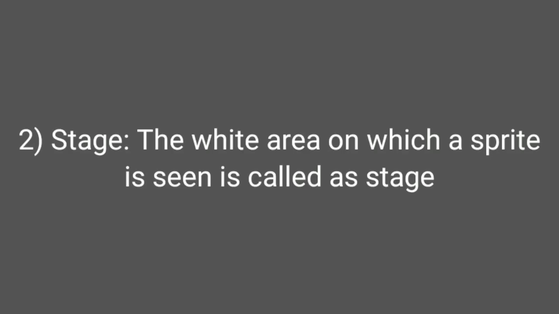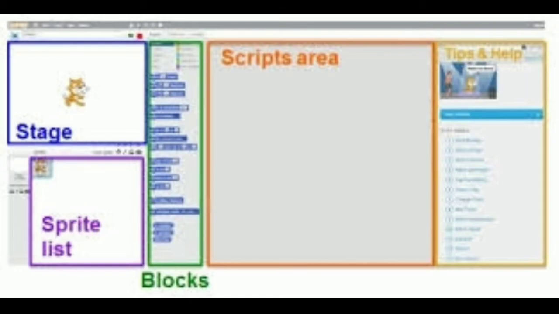The second part of the Scratch window that we are going to study is the stage. Stage means it is a white area on which a sprite is seen. This is the area in which the sprite can move and perform different actions.